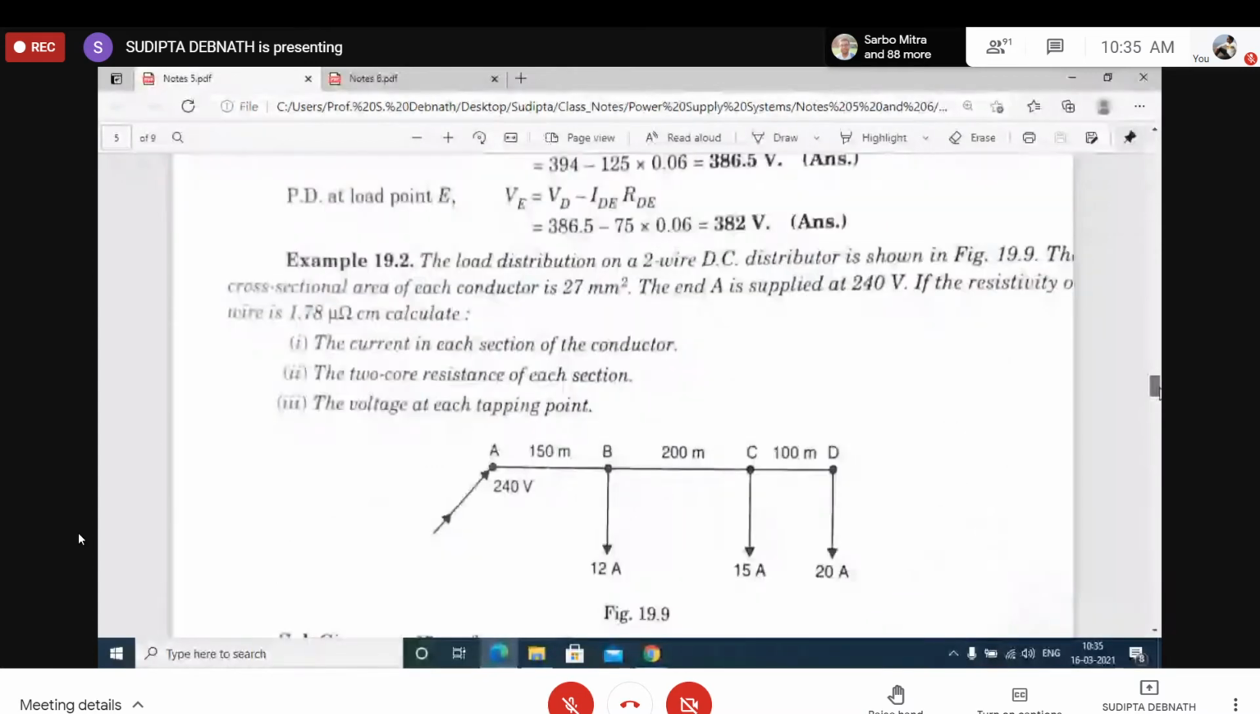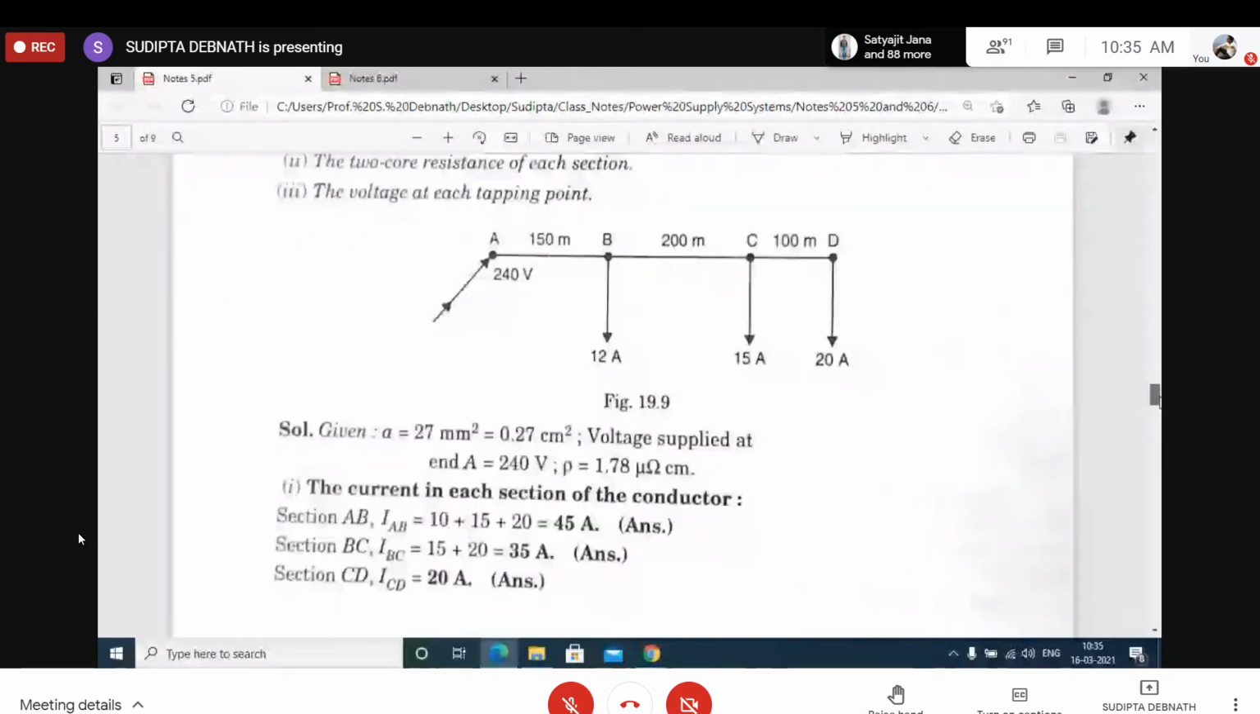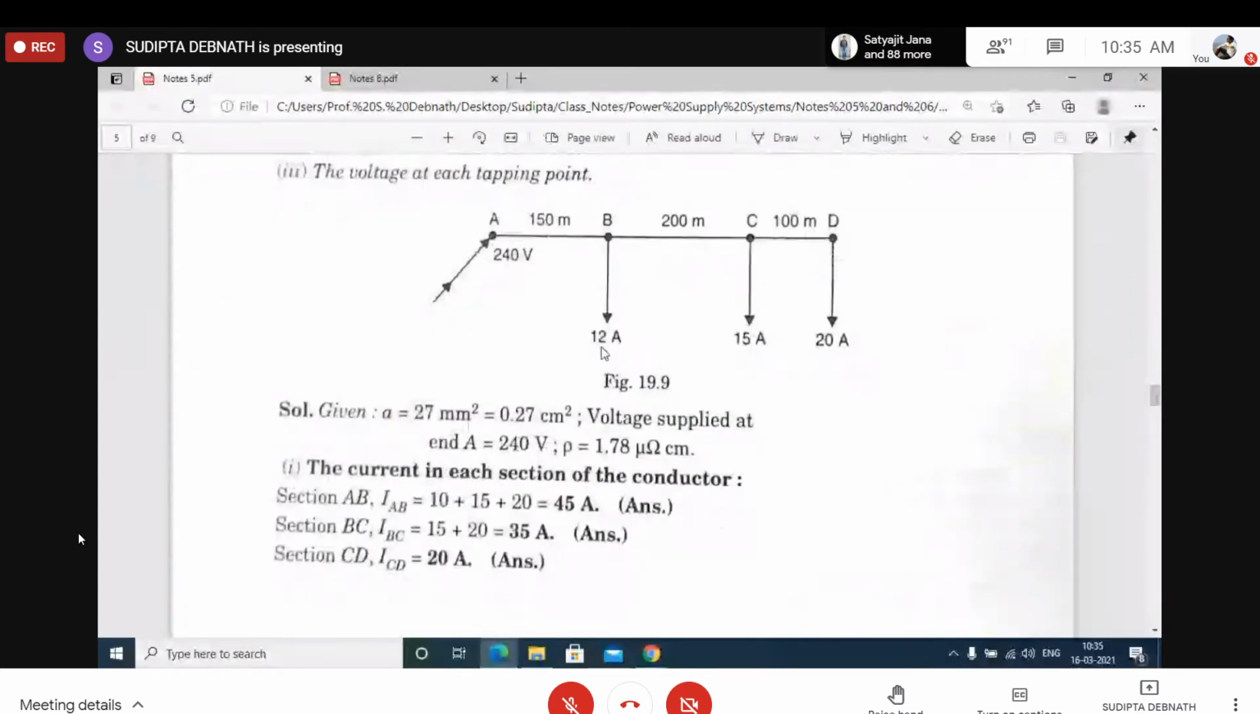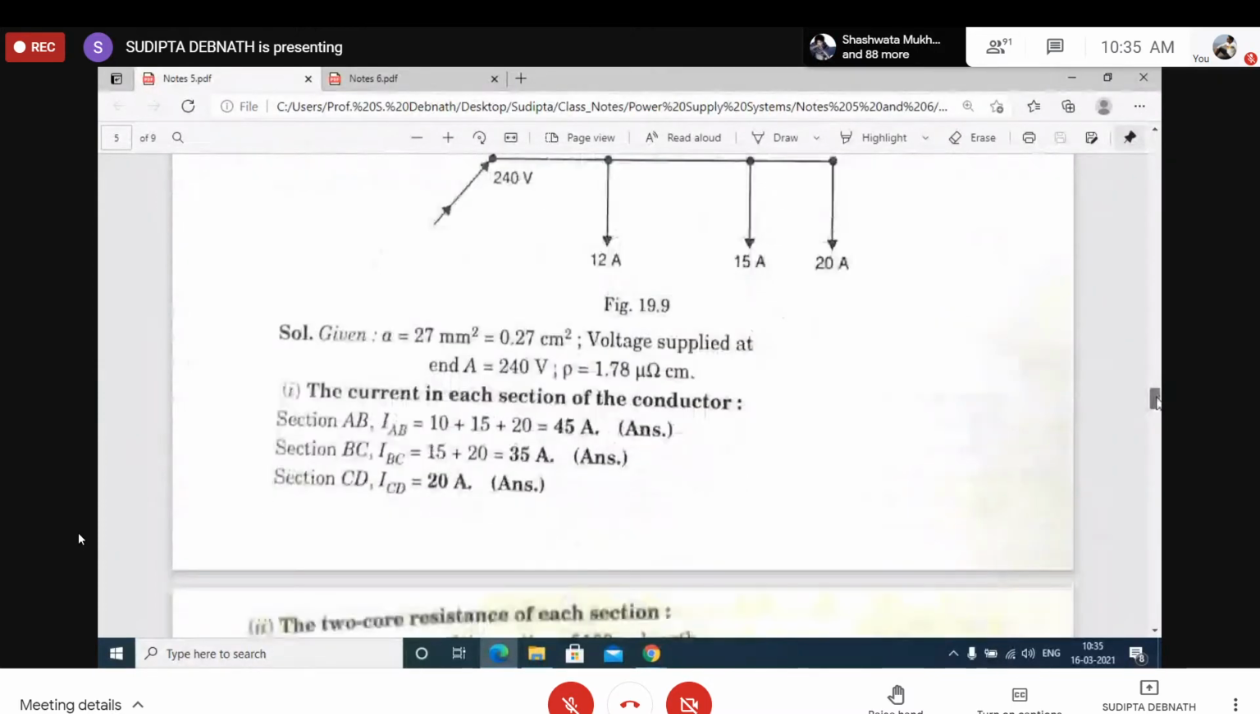Yes, there is a mistake here. It is a printing mistake. It will be 10. See, here they have written 10. So please correct it. In this problem, it will be 10, not 12. So it will be 45. Like that, you can find out the voltage at each point. You can easily do that. No special knowledge is required for that.